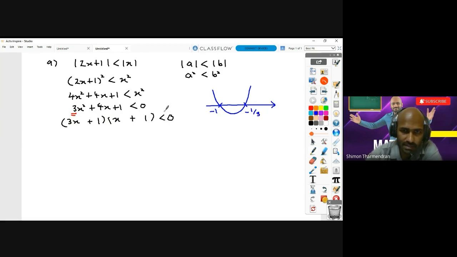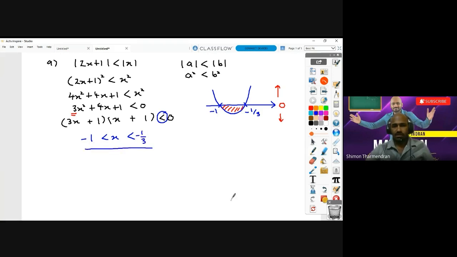Look at the sign here. This is very important, we want less than zero. So this is your 0 level. This is smaller than 0. This is above 0. I want smaller, so I'm looking for this part over here. So what do we have? When we combine the interval, we have minus 1 less than x less than minus 1/3. All clear with this?